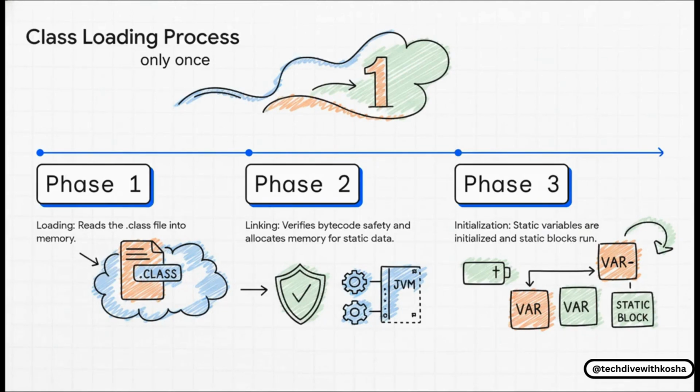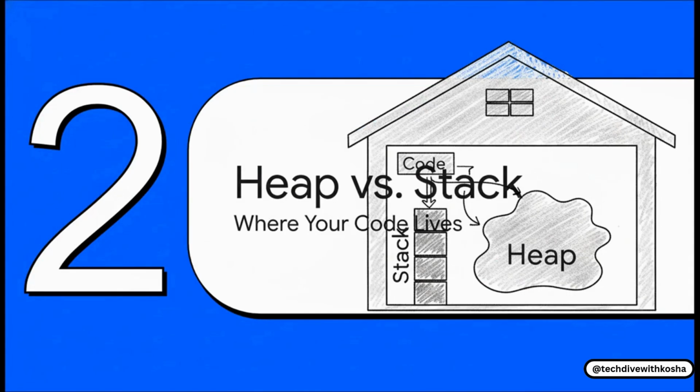And this isn't just a simple drag and drop. It happens in three very distinct phases. First is loading, which is literally just finding and reading the file. Then comes linking, where the JVM does a safety check, verifies the code is legit, and preps memory for any static variables. And finally, there's initialization. This is when those static variables get their actual values and any static code blocks are executed. Now here is a golden interview tip. This entire three-phase process, it happens only once for each class. Remember that.